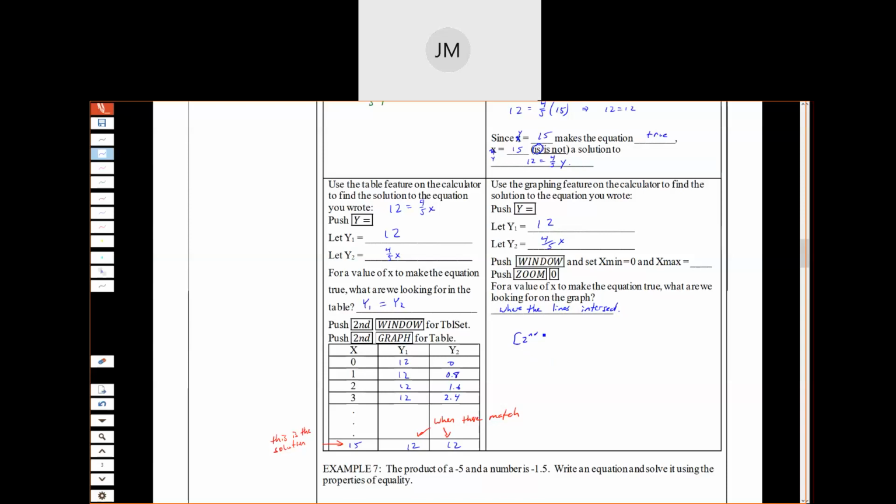So again, if I hit second, calculate, intersect, okay, the x value of the intersection is the solution.